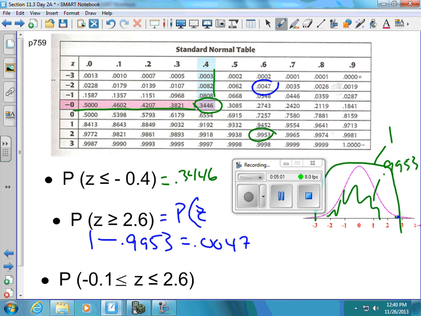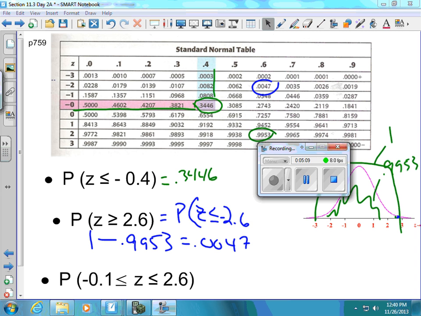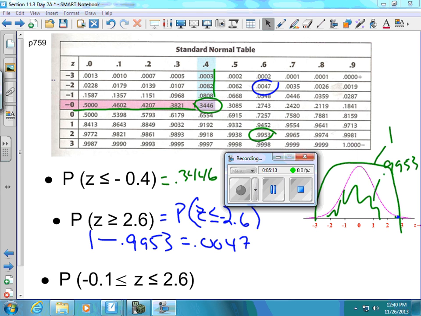and saying the probability of z is less than or equal to negative 2.6. That's another way that you can find these more quickly. So either you take the probability for the data value and subtract it from 1 for greater than, or you flip it around and say, well, it's the equivalent of less than the opposite value, if you will.